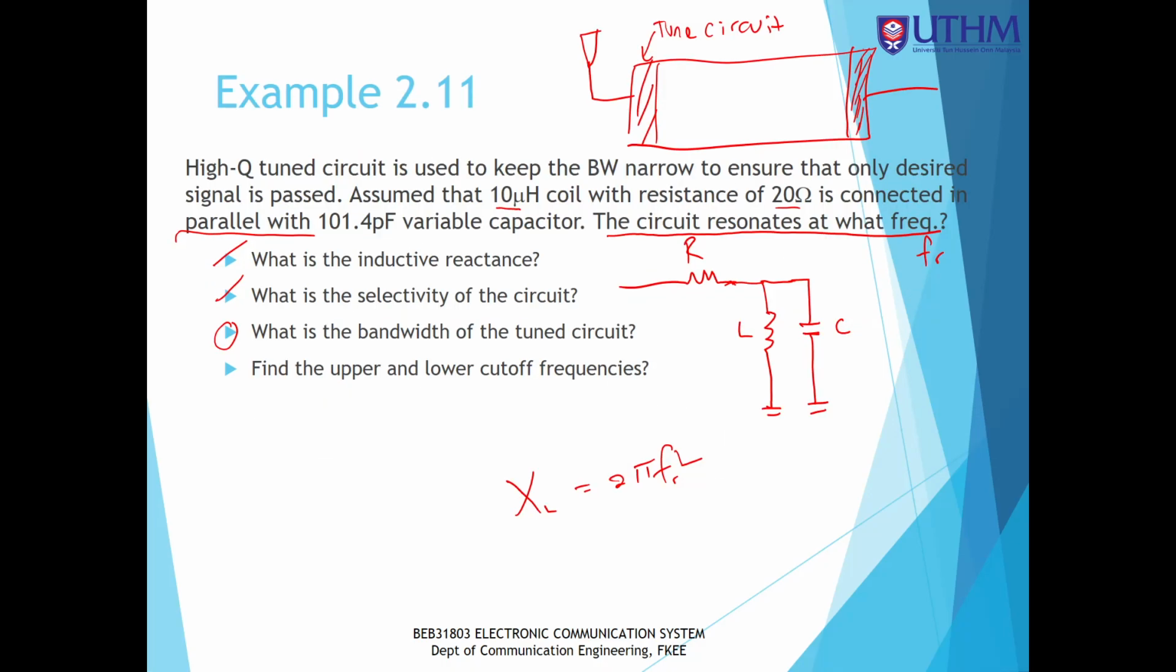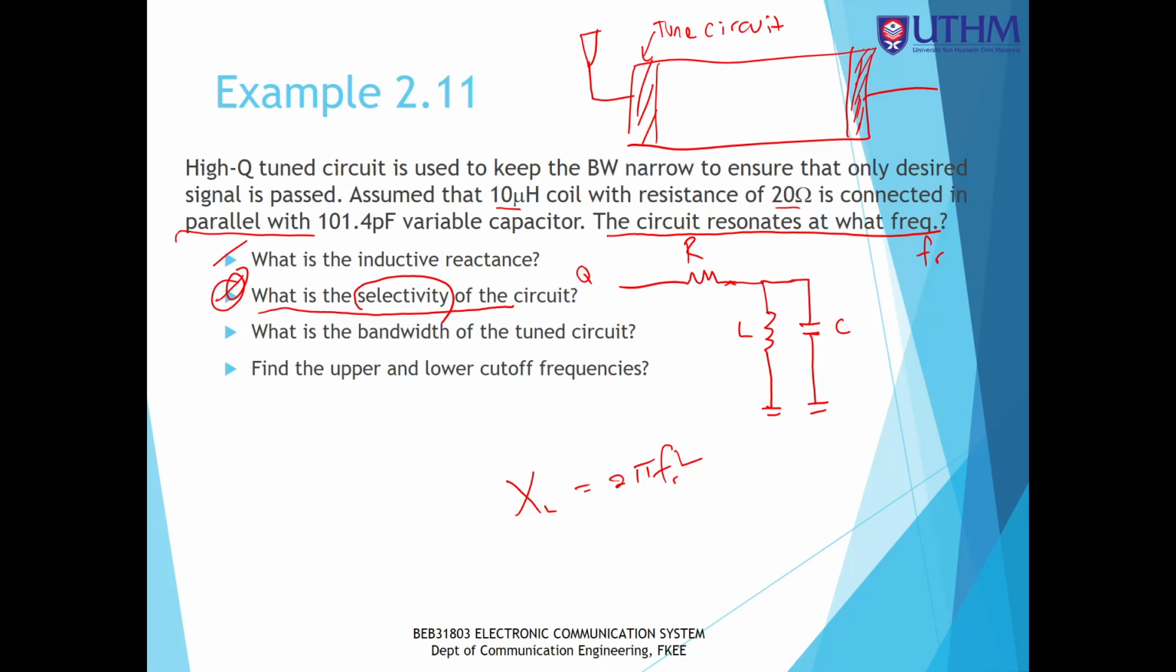Oh, I think I asked this one wrongly. Sorry. Actually this one asks, what is the selectivity of the circuit? In this example, this example actually wants to find the Q parameter. This example should explicitly mention the Q parameter, so that it is easy for the student to answer.